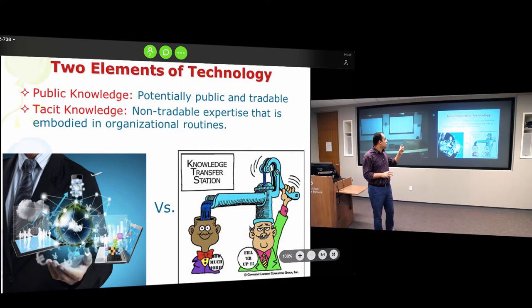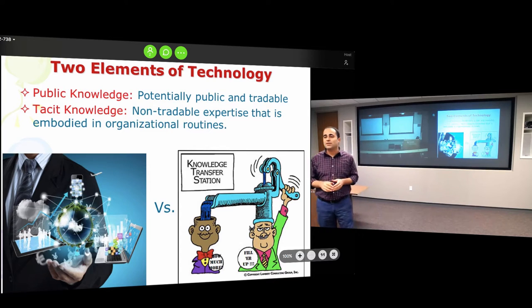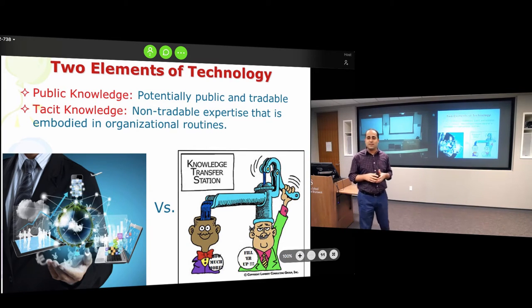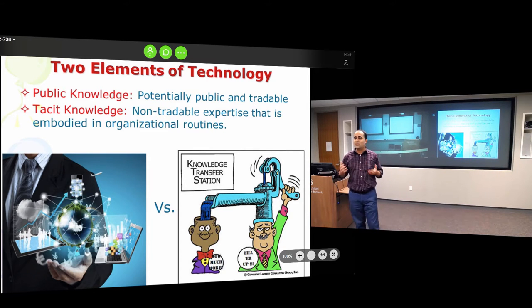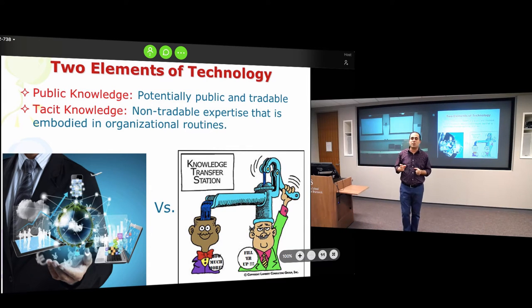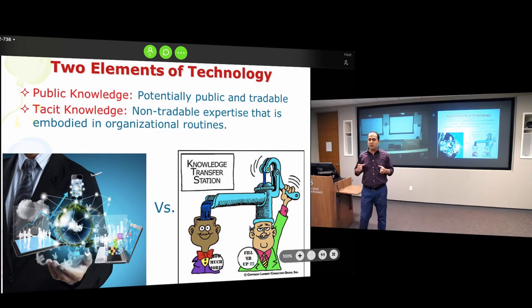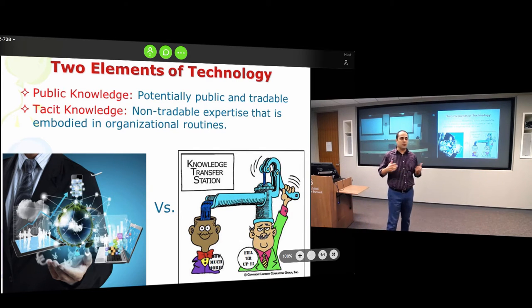On the other hand, there is also another element of technology which researchers call tacit knowledge. This tacit knowledge is non-tradable expertise that's embodied in organizational routines. So if you think about the resource-based view of the firm, they discuss how unique, rare, and non-imitable resources you have, and your success is based on these unique capabilities of firms. So tacit knowledge is basically the unique capabilities of a firm that can produce unique technologies and bring different combinations to produce the technology. It lies in the routines of firms, so it's not exactly tradable, or you cannot just sell that tacit knowledge. It's just based on the routines of the organization.